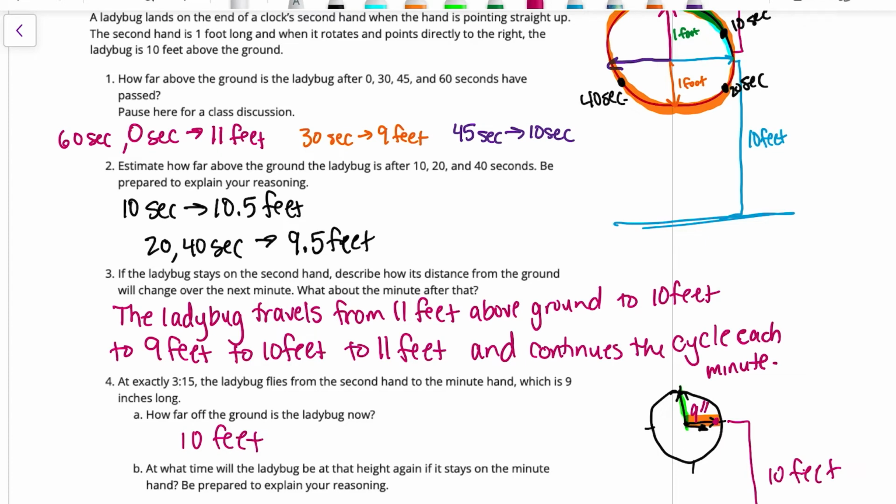And so remember that it is on that horizontal. So where is the other side of that horizontal? It would be over here. And what is the number of minutes there? That's 3/4 of an hour, so that is 45 minutes. So that will be at 3:45. So the ladybug will be at 10 feet at 3:45 and 3:15. It doesn't matter that the minute hand is 9 inches long.